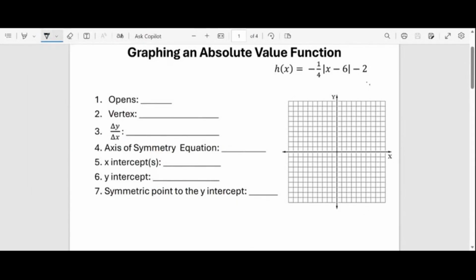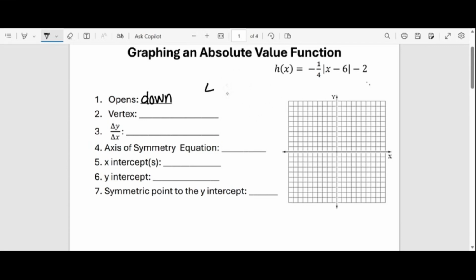So we're going to start by determining how the absolute value function opens. We look at the number that is touching our bars. In this case, we have -1/4. If that number is negative, it's going to open downward. And in this case, it is negative, so it's opening downward. And that's because the right side of our graph would be negative, the left side would be positive, so it would be opening downward like that. Upward would look something like this.